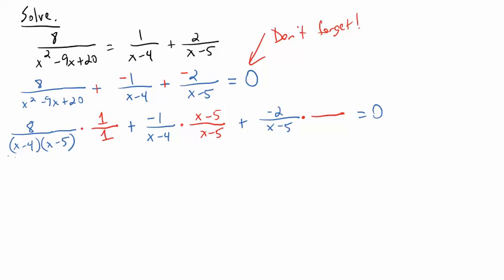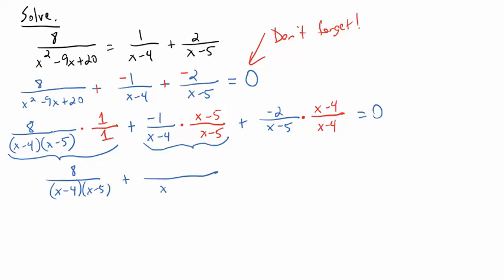So what we've got here is two fractions that are now going to have the same denominator, and the third fraction needs the same denominator as well, so I'll use x minus 4 over x minus 4. And what that accomplishes for us is now I've got this fraction, which is 8 over x minus 4 times x minus 5, plus same denominator for my second fraction, x minus 4 times x minus 5.